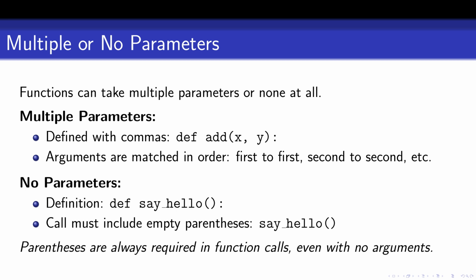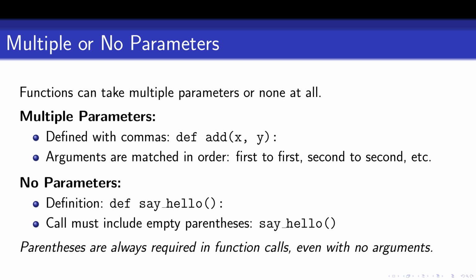It's also possible to define functions that take no parameters at all. These are still called using empty parentheses, like say_hello(). Parentheses are required for every function call in Python, regardless of whether any input is needed. These rules help maintain consistency and predictability in how functions behave. Whether your function needs detailed input or is just performing a standard operation, Python's function syntax makes it clear what's expected.